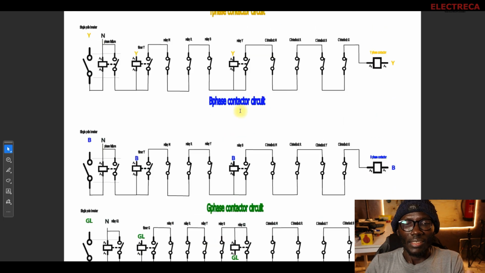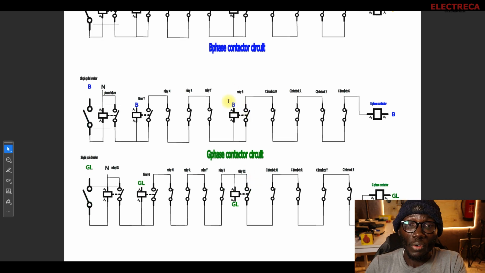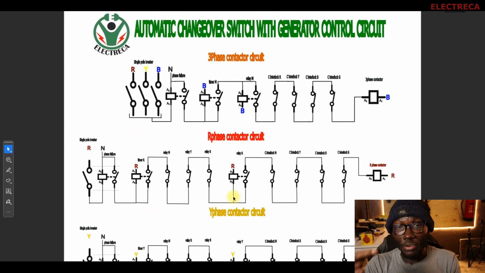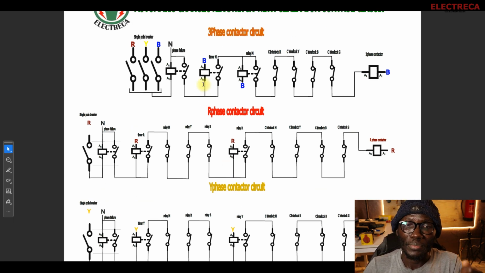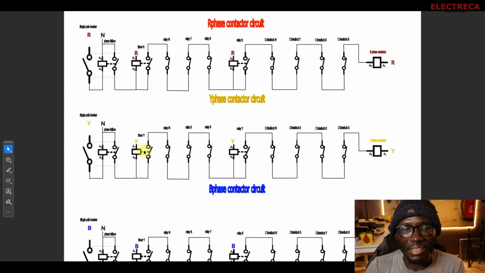Okay, the same thing if there is no grid and one phase is available, then the generator will override. So that means that a phase cannot override a phase. If the red phase is on and then the yellow phase comes on, a phase cannot override a phase. But the main circuit, or the 3-phase circuit, can override any phase or a generator. The only thing that the individual phases can override is a generator. Okay, hope we've understood.